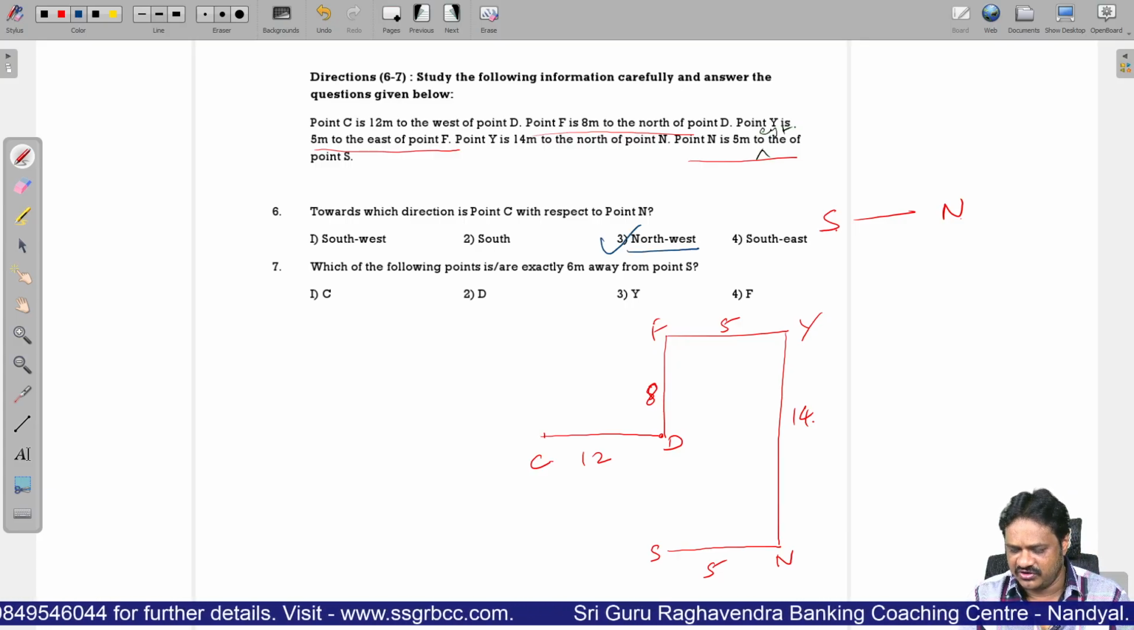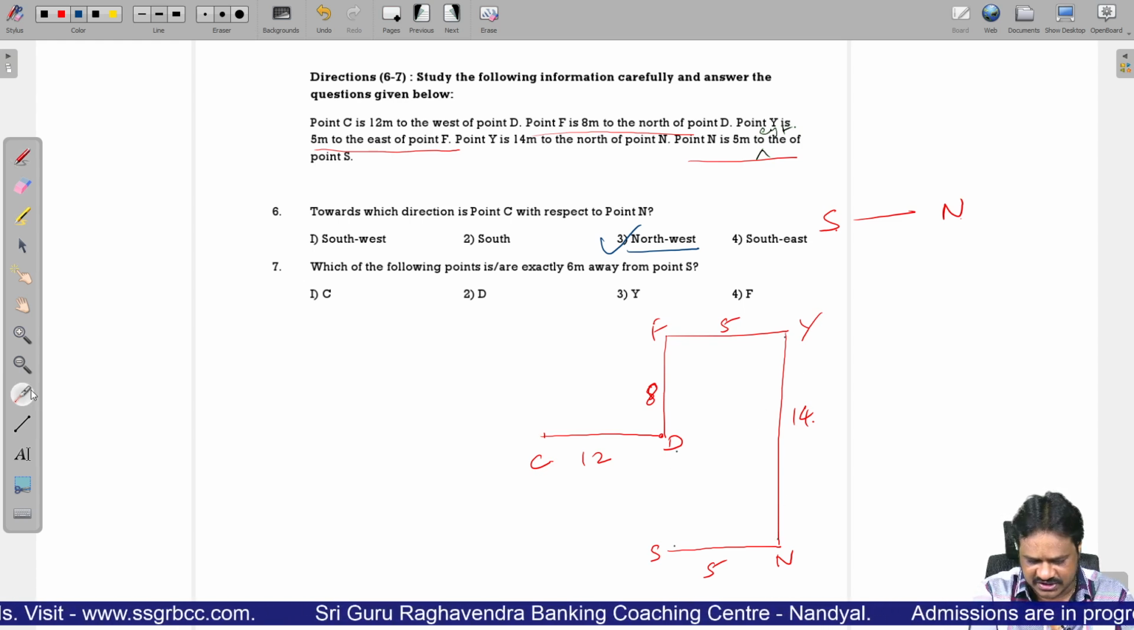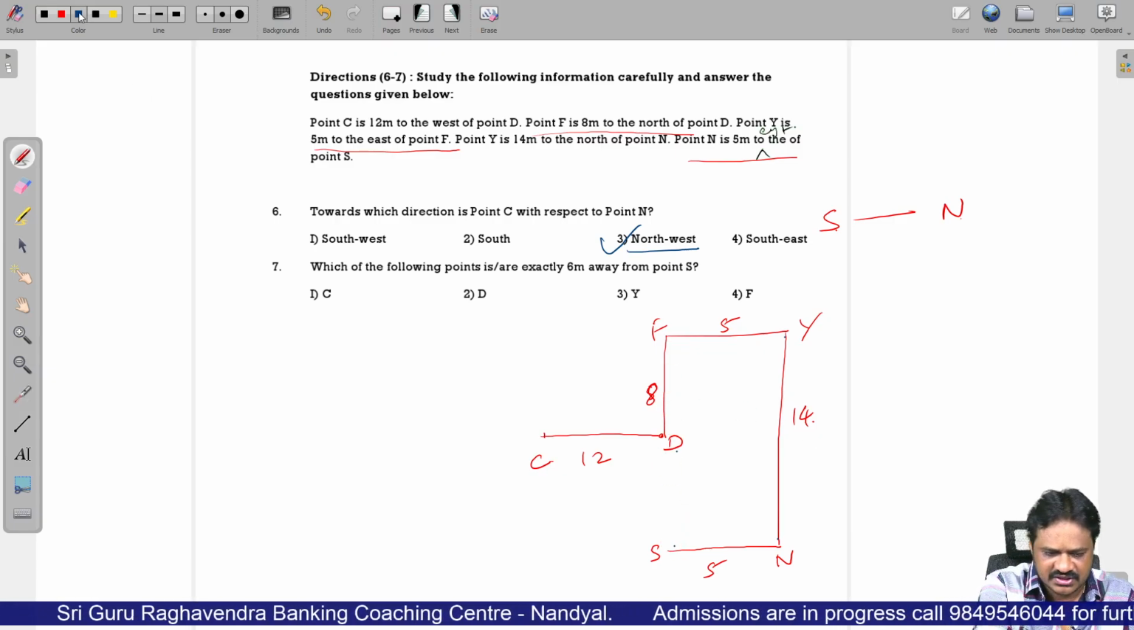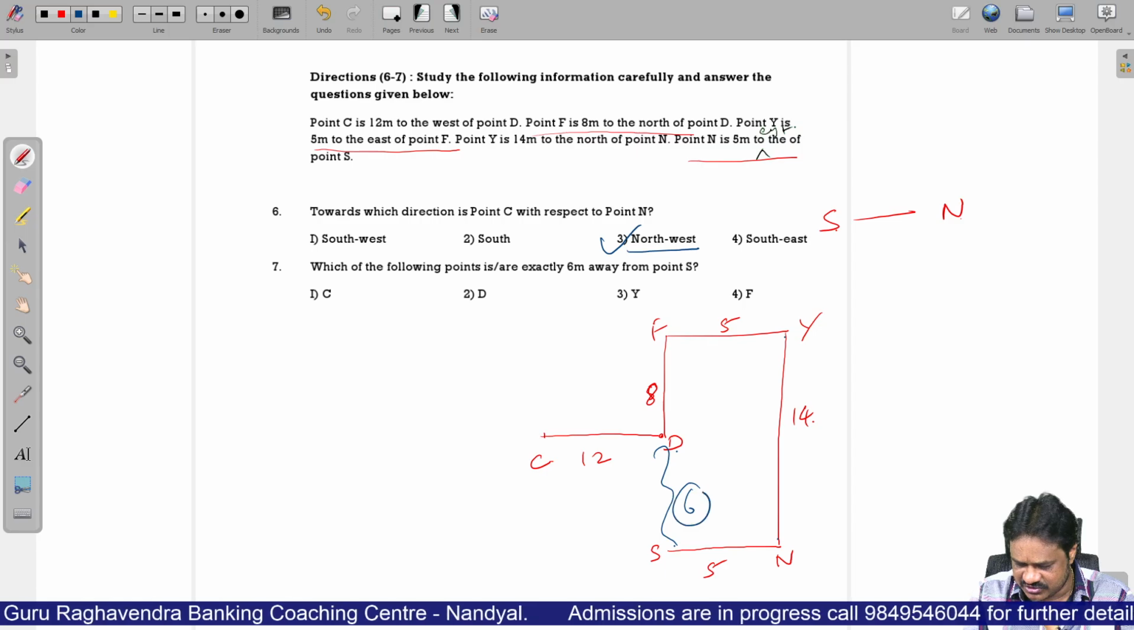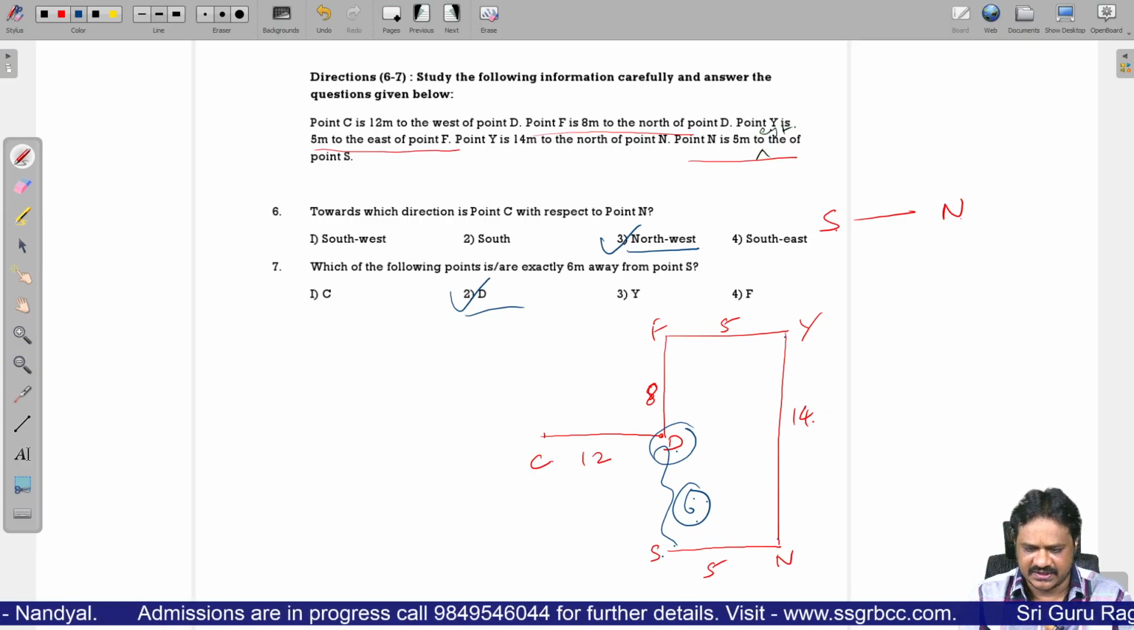Which of the following is exactly 6 meters away from D? So from D to S, if you see this total direction, this is 14 meters, this is just 8 meters. So the gap will be 14 minus 8. The answer is 6 meters. So from S, 6 meters away, the point is D. D is the correct answer. Option 2 is the correct answer.